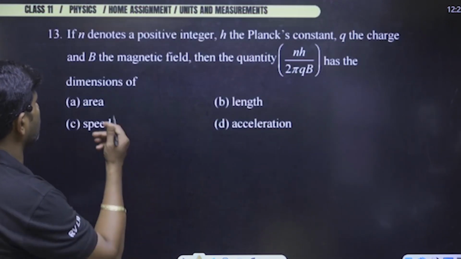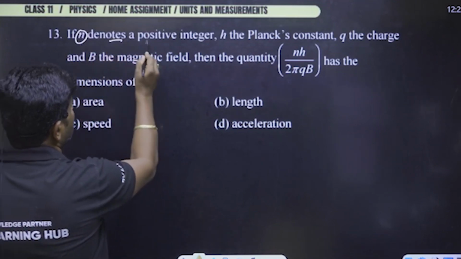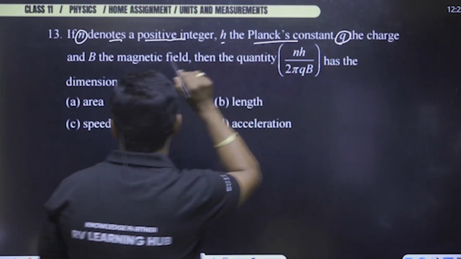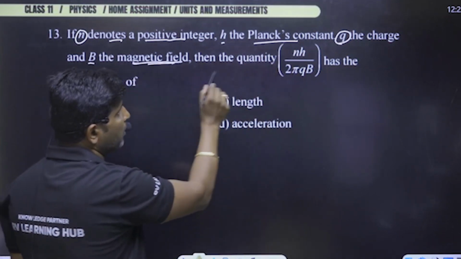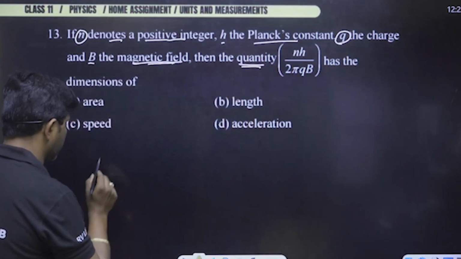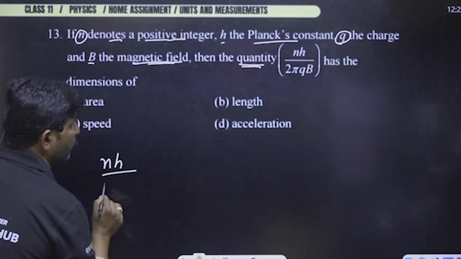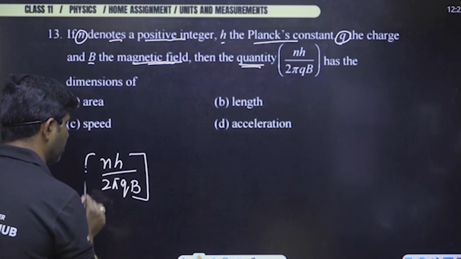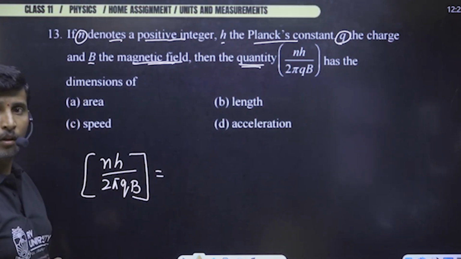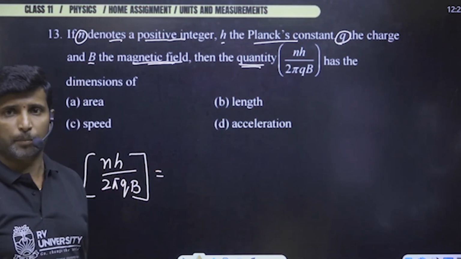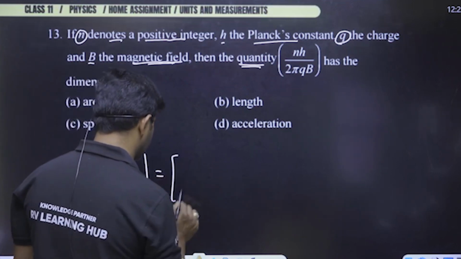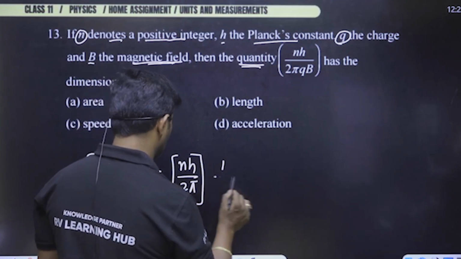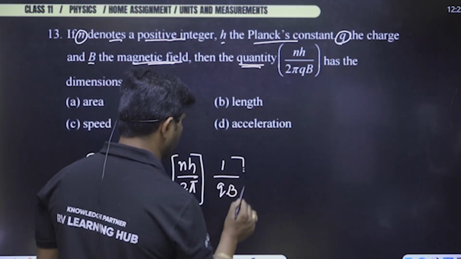What they are saying to us: if n denotes a positive integer, h is Planck's constant, q is the charge and b is the magnetic field, then the quantity n into h divided by 2 pi q b has the dimensions of, they are asking. So observe how we can write this. We can say this as dimensions of nh by 2 pi into 1 by QB. Is it right or not?